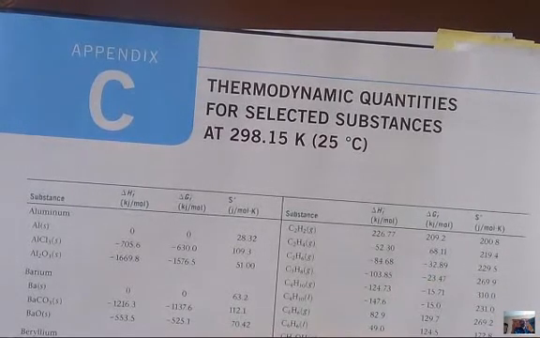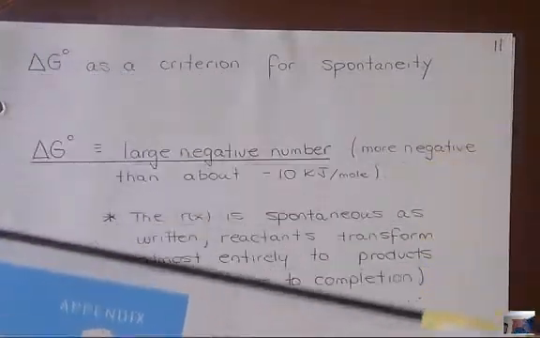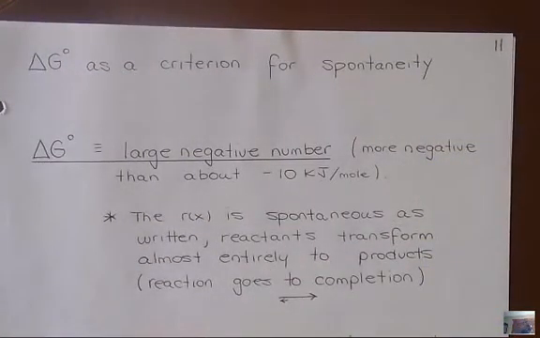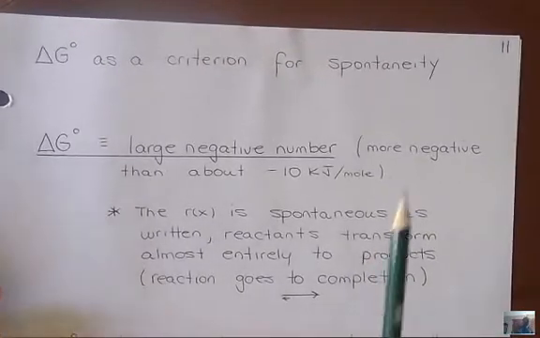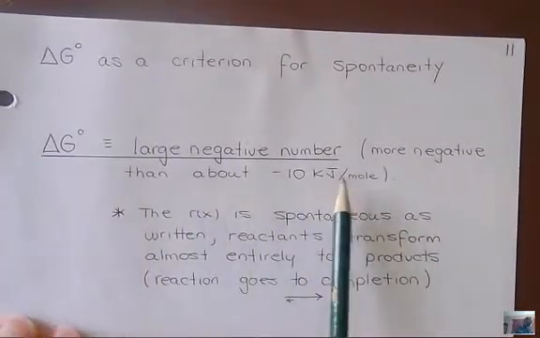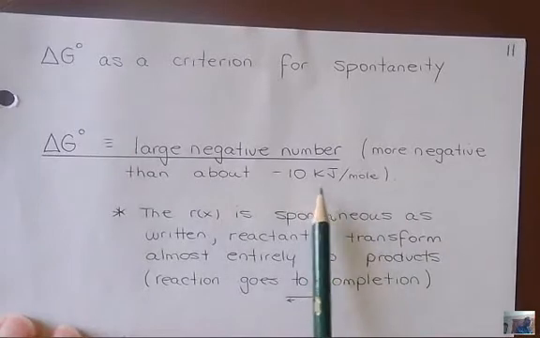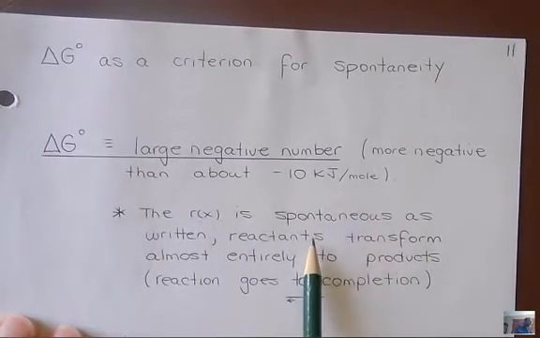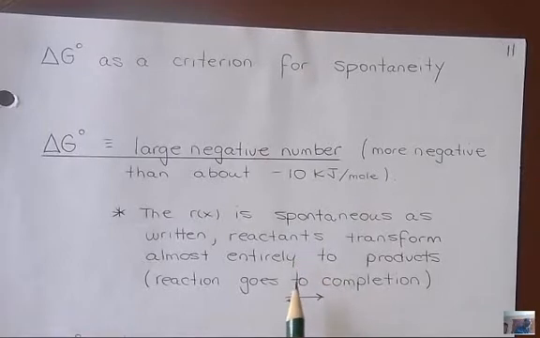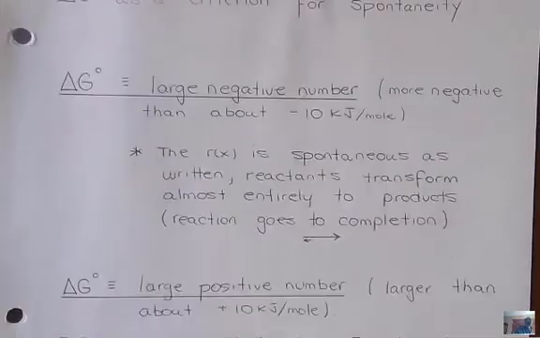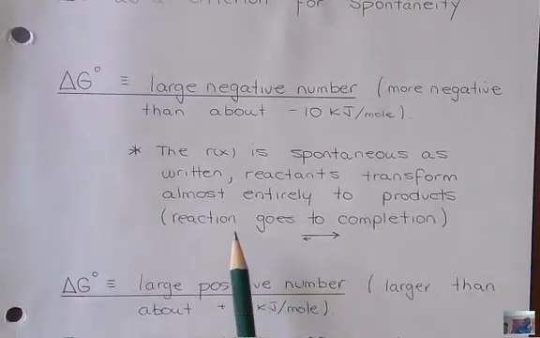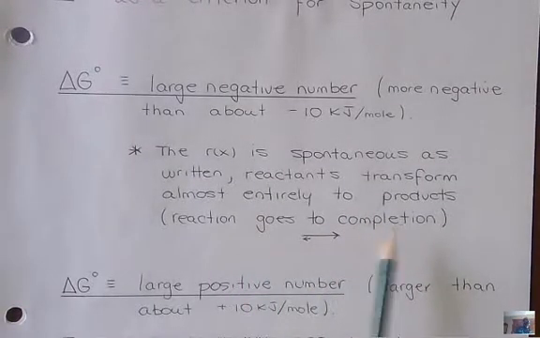So we'll take a look at the notes, but delta G for any chemical reaction comes out to be a large positive number. Let's do large negative first. Large negative number, more negative than 10 kilojoules per mole. The reaction is spontaneous as written. The reactants transform almost entirely to products. The reaction goes completely to the right. So you can forget the back arrow. Those chemical reactions, we call them stoichiometric. They go all the way to the right.